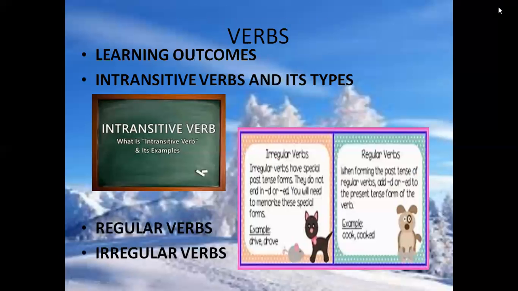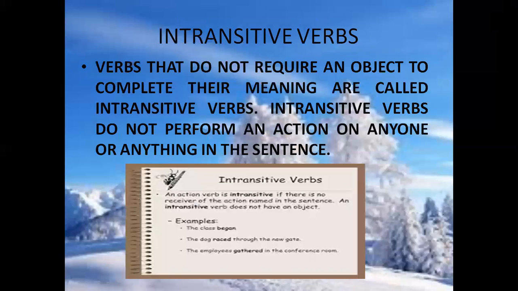So today we'll learn about intransitive verbs and its types, regular verbs and irregular verbs. So what are intransitive verbs? Verbs that do not require an object to complete their meaning are called intransitive verbs. Intransitive verbs do not perform an action on anyone or anything in the sentence.